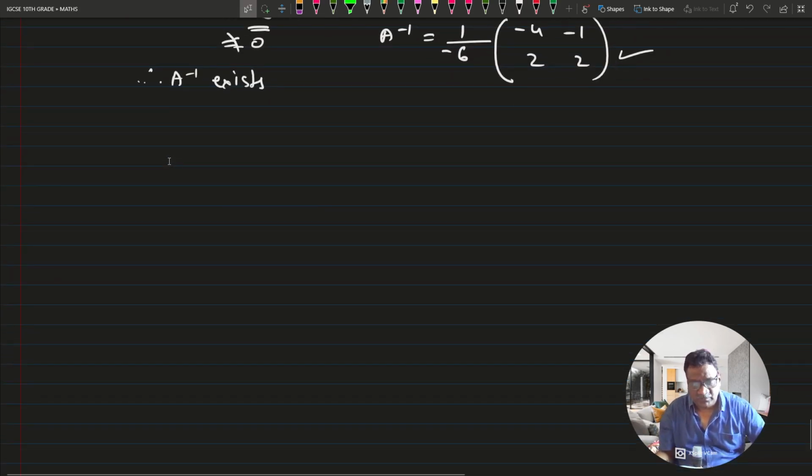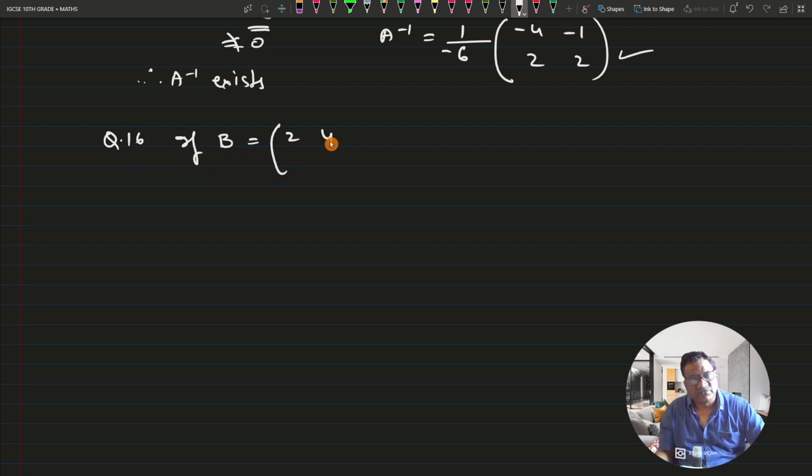Okay. So that was question number 15. Let us move on to question number 16. Now question number 16 onwards, the questions are going to be different. Question number 16 says that if B is a matrix given by 2, 4, 1 and 3, and AB is equal to I, you have to find out A.